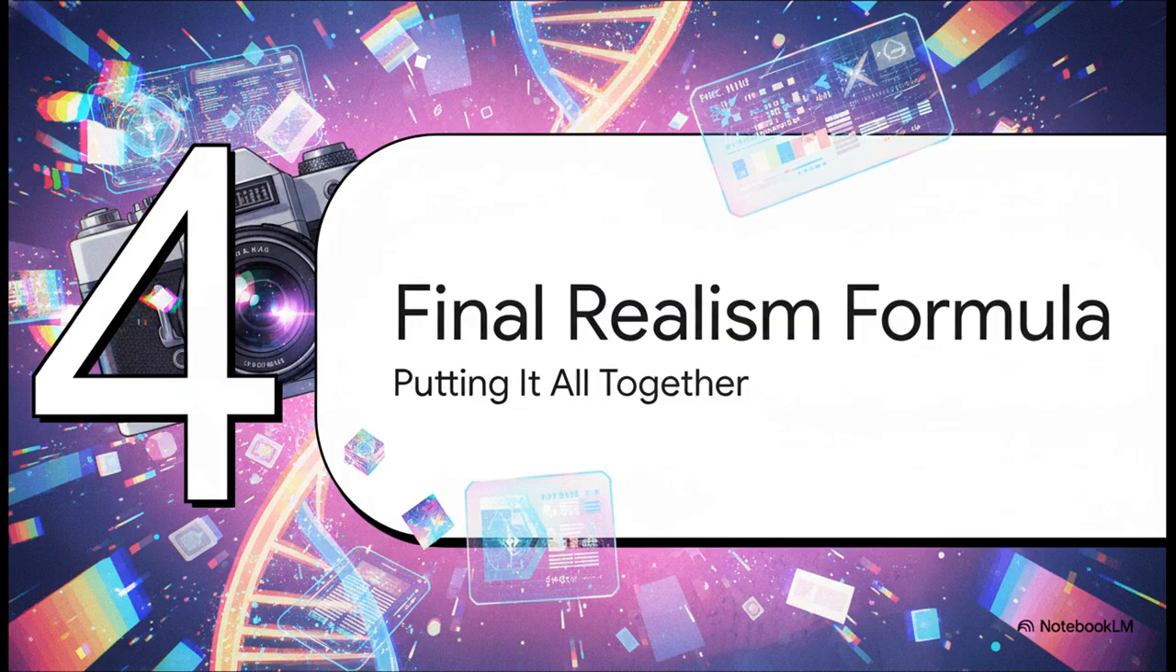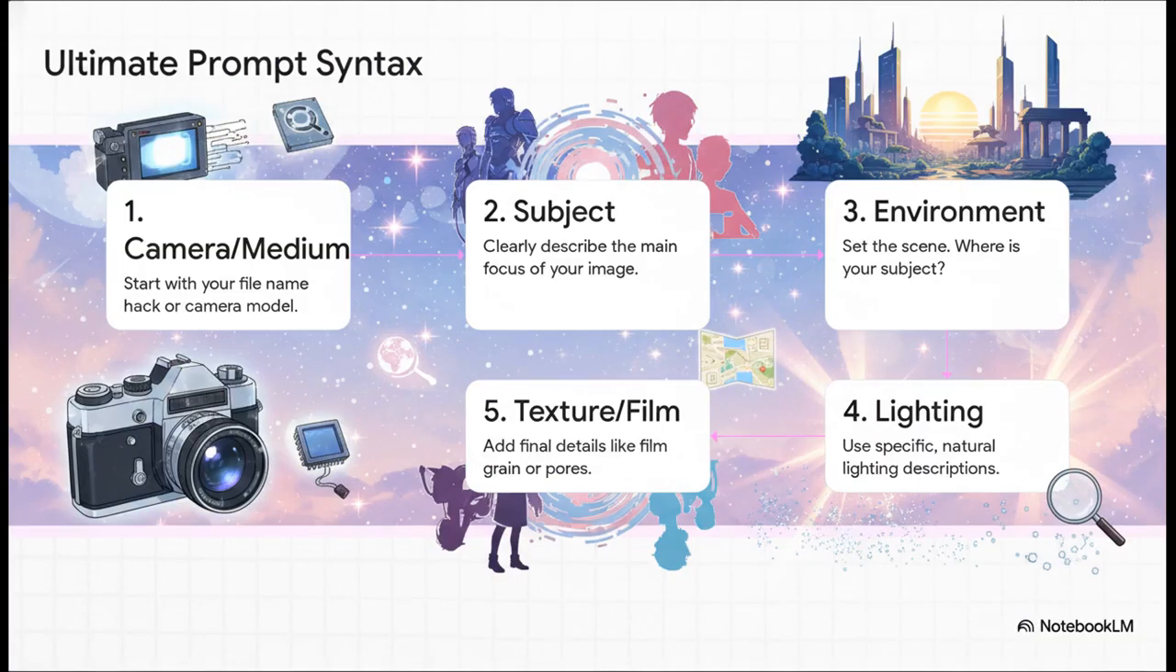Okay, we have covered a ton of ground. We've got the camera concept, the beauty of adding flaws, and the pro hacks. So now, let's put it all together into a single, structured formula you can use every single time to get great results. And listen, the order here actually matters. You want to start with a camera or medium, that's your file name hack. Then describe the subject, the environment, the lighting, and you finish with those all-important texture details like film grain. Following this structure just helps the AI process your request in a much more logical way.